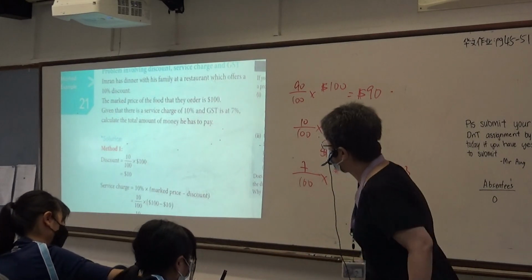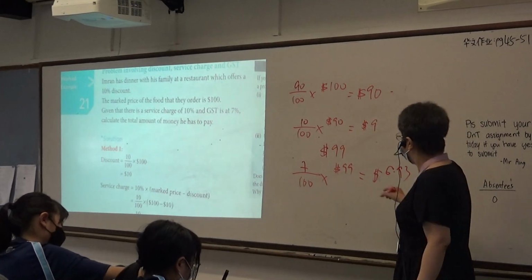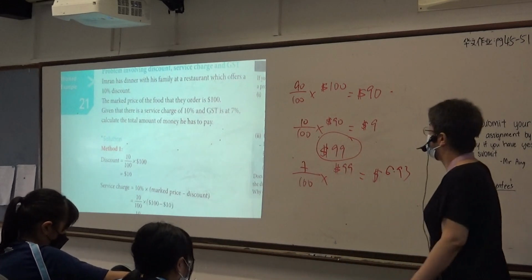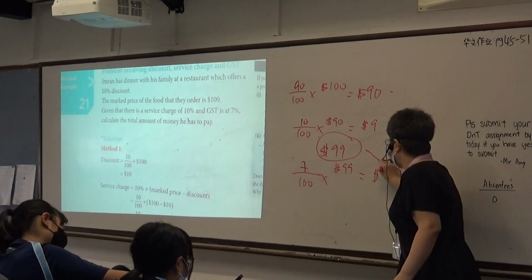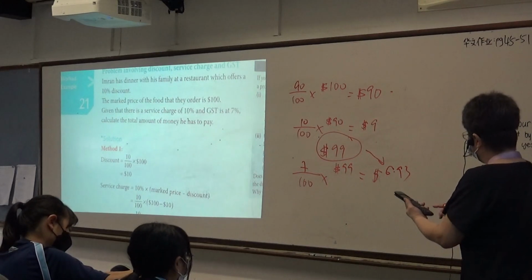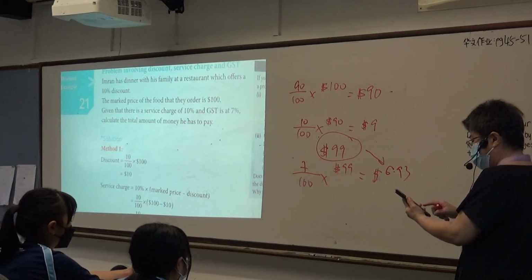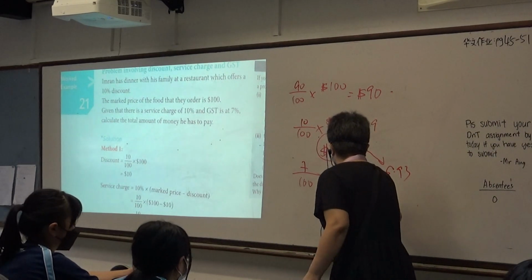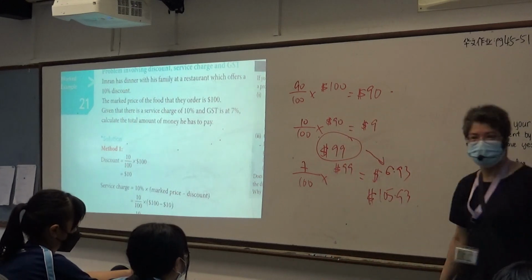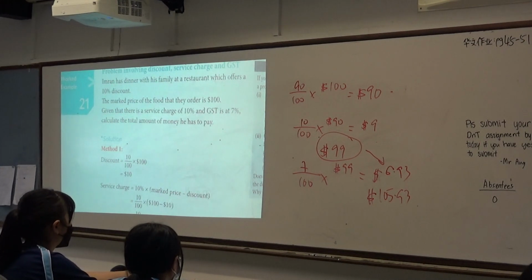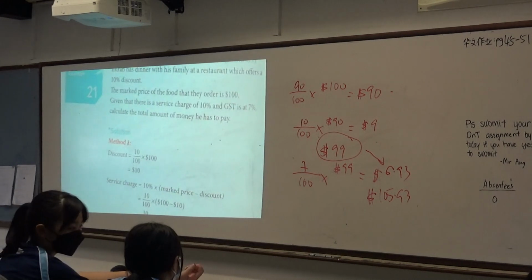Correct? Then the question asks, what's the total amount he has to pay? I will take 99 plus this one, right? Agree? So let me just calculate for you. Plus a $99. It should be what? 105.93. Is this correct? Is this correct? Yes or no? Yes. So that's how we calculate it.